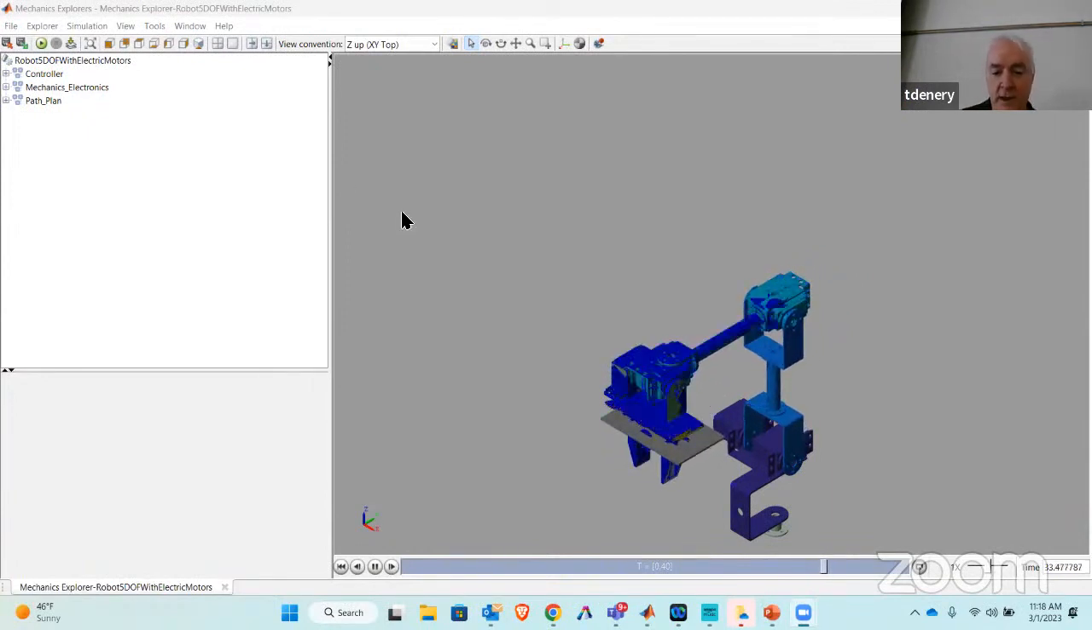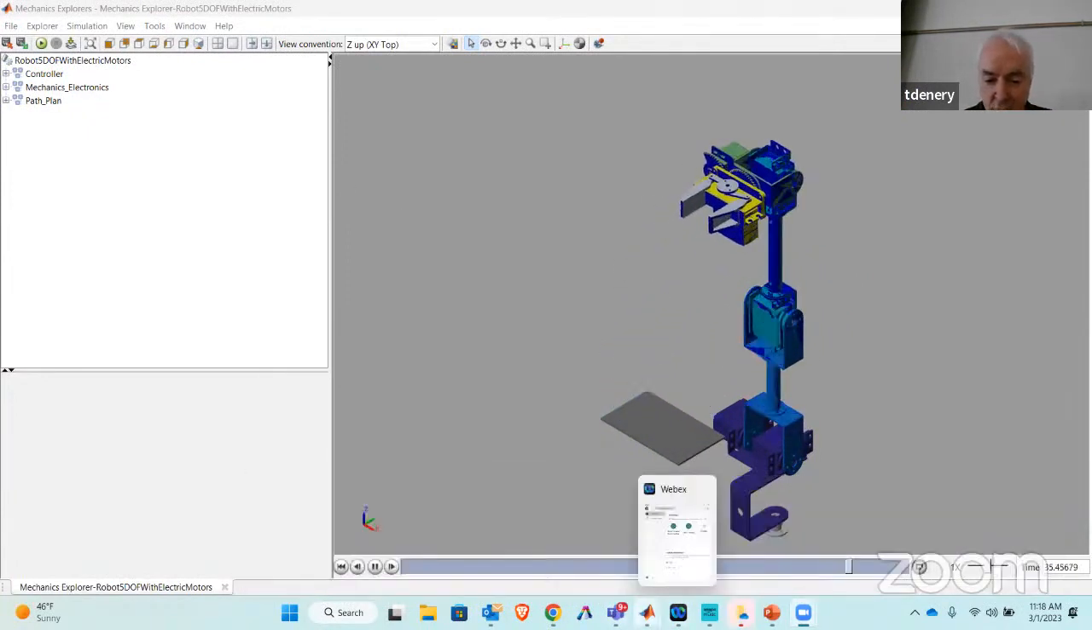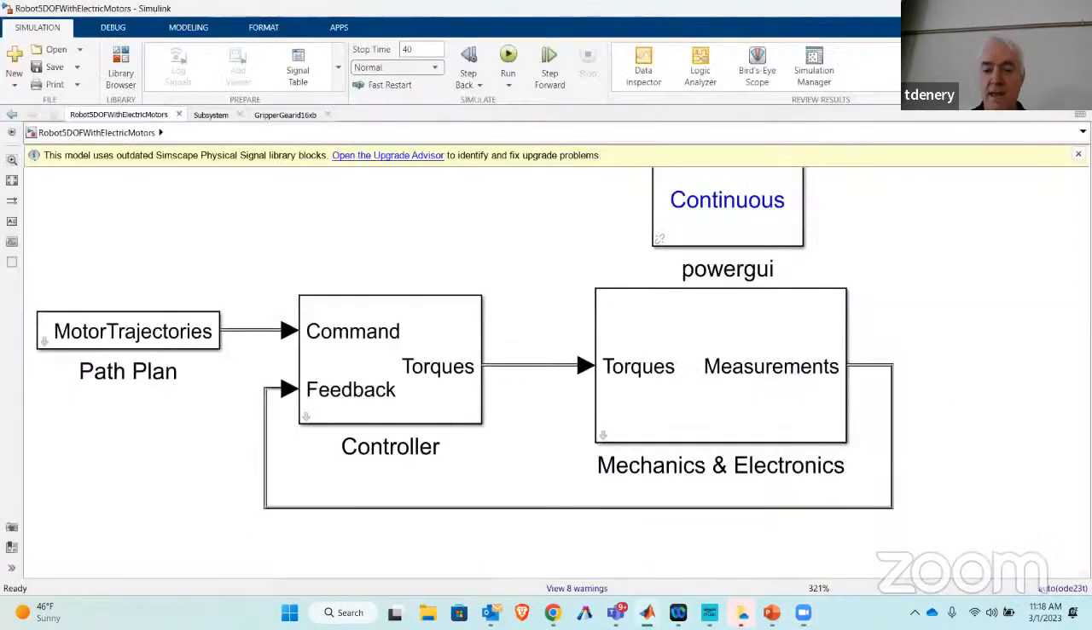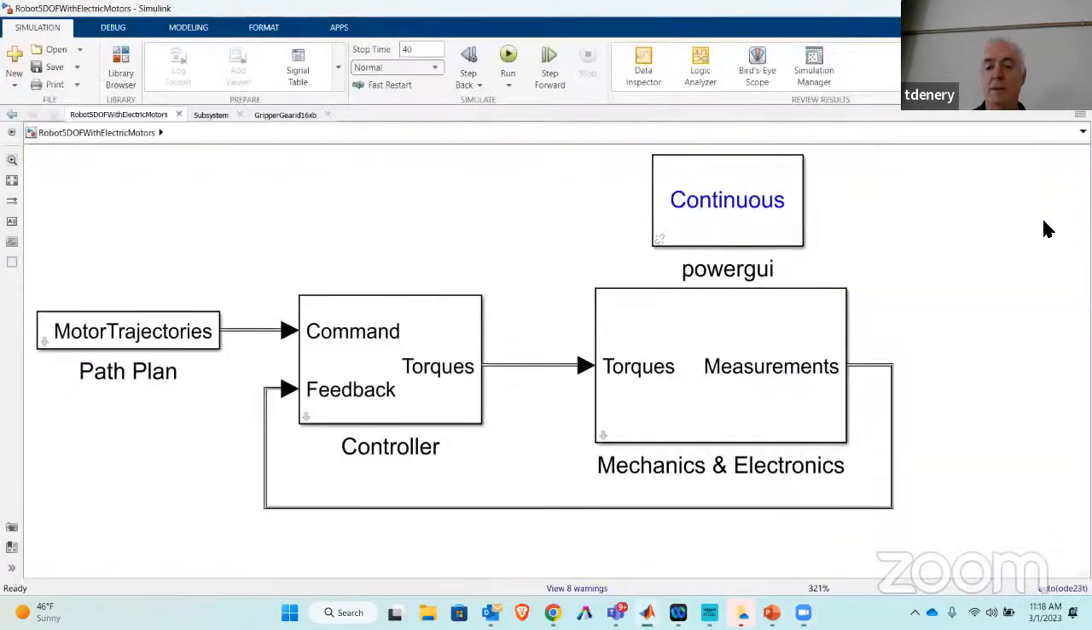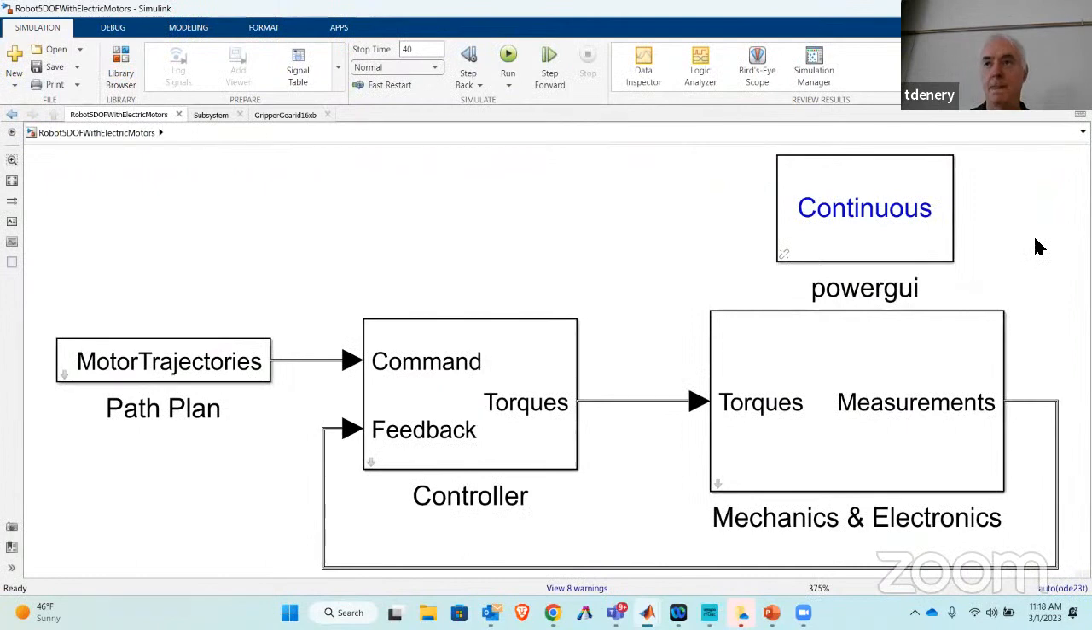And as we kind of went through this, I'll give you a little bit of a quick tour of Simulink. How many people here have used Simulink before? That's pretty good. All right, I'm very pleased to see that.